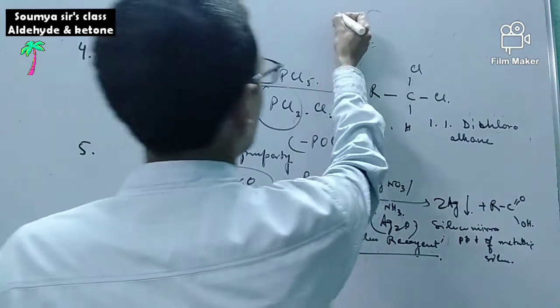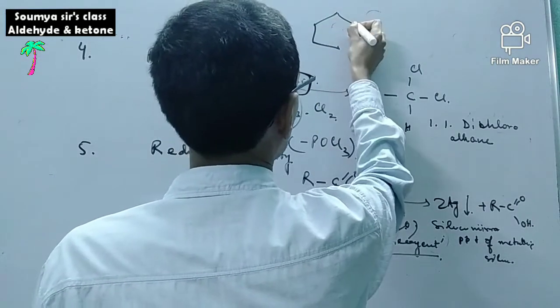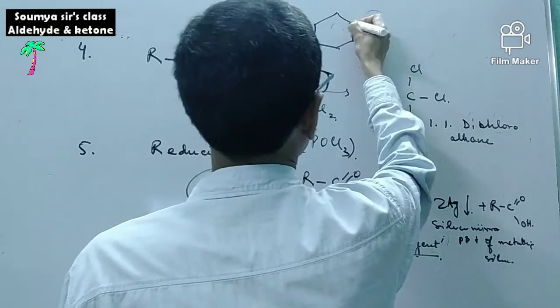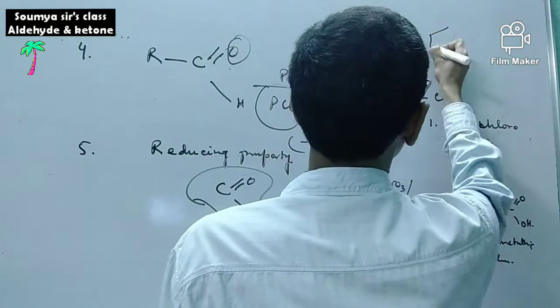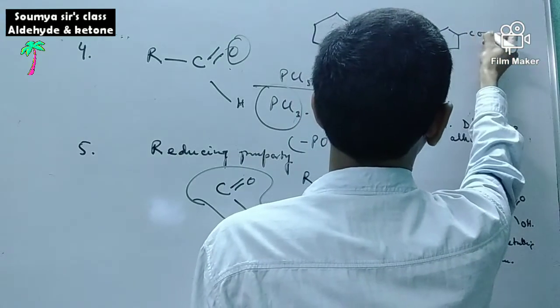Now we can take a look at a structure like this. Here it's a cyclic structure, here it's an aldehyde. Now how will you convert it into acid?